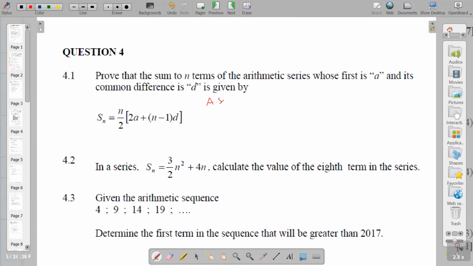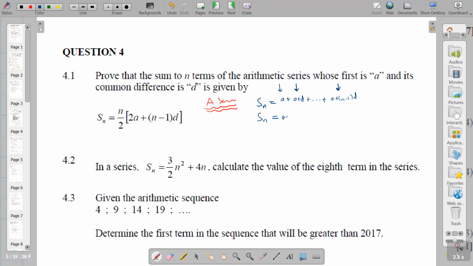For an arithmetic series, what do we do? We write Sn, if you remember. We write Sn forward and backward. So we write Sn twice. We can write in ascending order or in descending order. Like there is a until the last one, a plus d. And then the last one, what is the last term? a plus (n minus 1)d. So that is the first, that is the second, that is the last term.